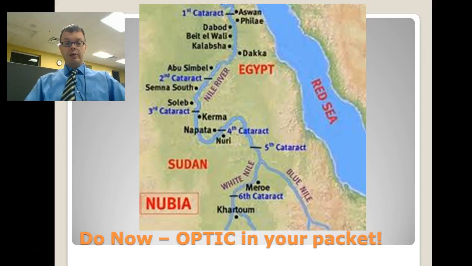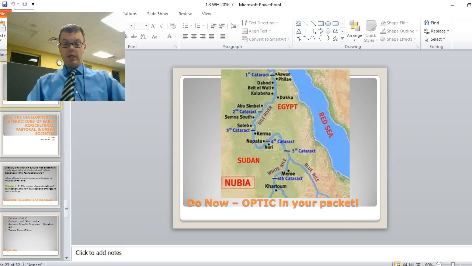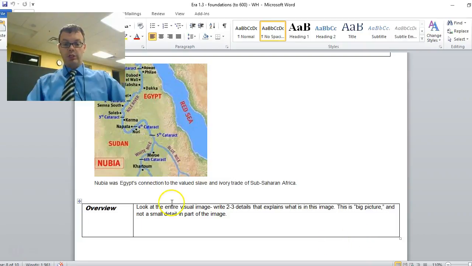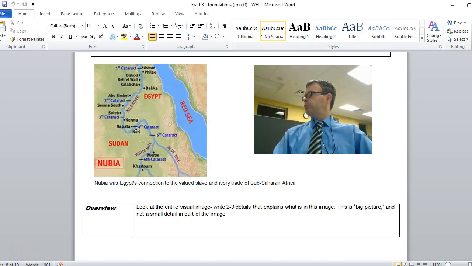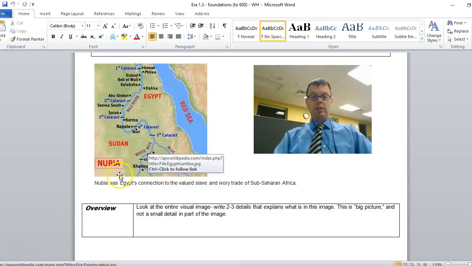And lastly, title. Now, this one actually doesn't have a title. If we look at the picture you're looking at, you have a caption down here. There's my map. All right. Cool. So anyway, we got this right here. It says Nubia was Egypt's connection to the valued slave and ivory trade of sub-Saharan Africa. Now, that's actually not the title, but you could make a title by looking at this. So trade, something's going on with trade in this map between Egypt and Nubia.